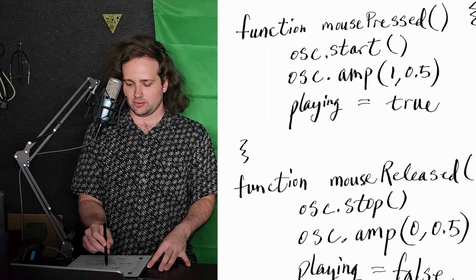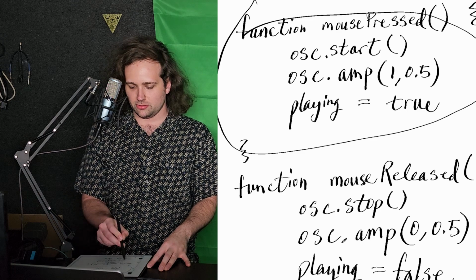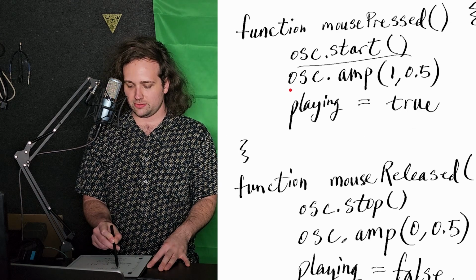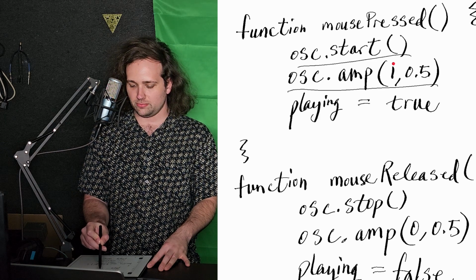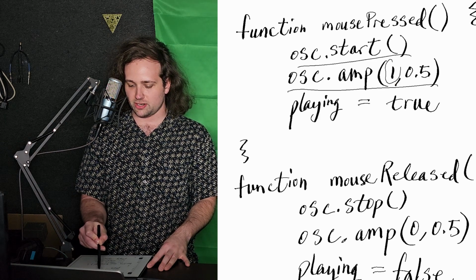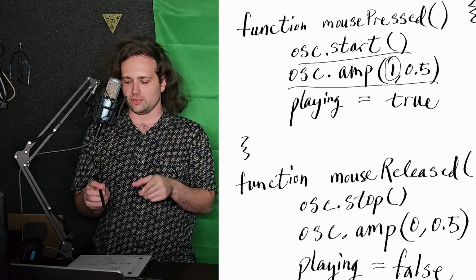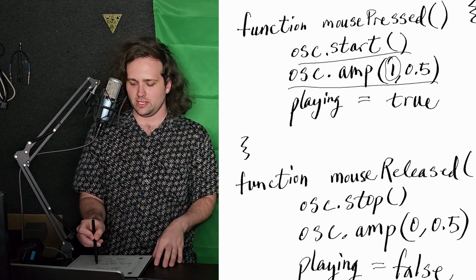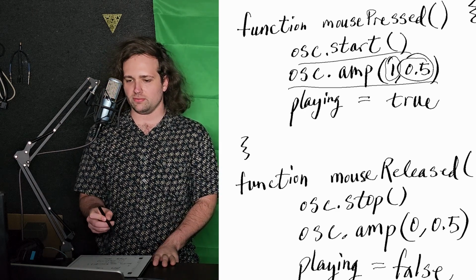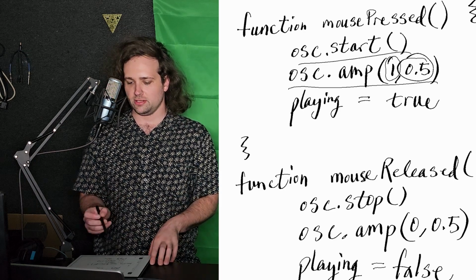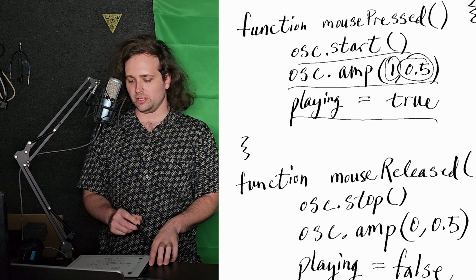So here's the way the sound was working before. When the mouse was pressed, we had a sound play. In the mousePressed function, what we were doing was starting the oscillator and then setting its volume to, so this is just a constant. If it's 1, that means it's playing at full volume. That first value is supposed to be between 0 and 1. And then this is just ramp time. It's not an important value. It's just how much time it takes to ramp up to the full volume, so that's set to half a second. And then you would set the Boolean playing to true.